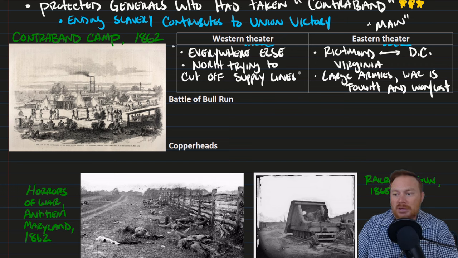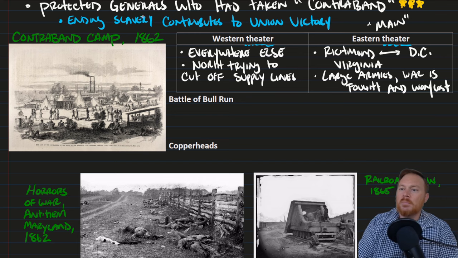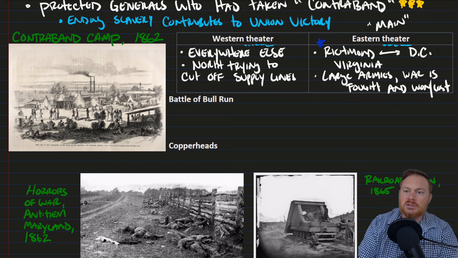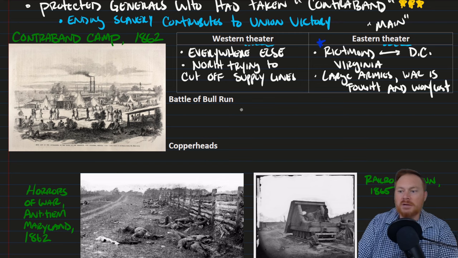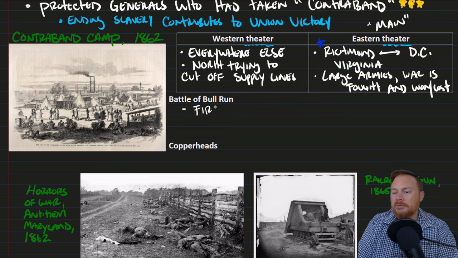Now, given the advantages that the Union has, initially the Union strategy was to raise an army, march right towards Richmond, Virginia, and capture it. And so when the Union Army was en route to Richmond, Virginia, they met a Confederate army at the Battle of Bull Run. The Battle of Bull Run is the first major battle of the Civil War, right? Of the Civil War.